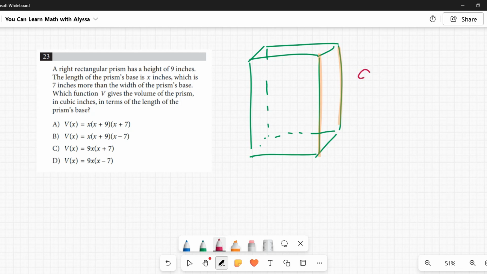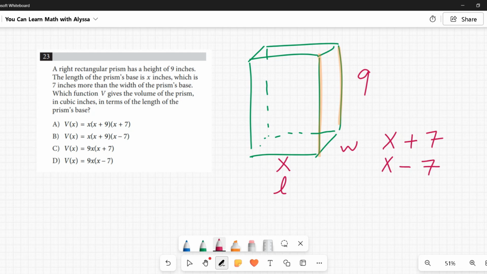Okay, so height of 9 inches, write that in. The length of the prism's base, sorry, my length and my width here. The length of the prism's base is x inches, which is 7 inches more than the width of the prism's base. Now this is the key point, and this is where some students are going to go the wrong way. I guarantee it. When it says the length is x inches, which is 7 inches more than the width, does that mean the width is x plus 7, or does it mean the width is x minus 7?